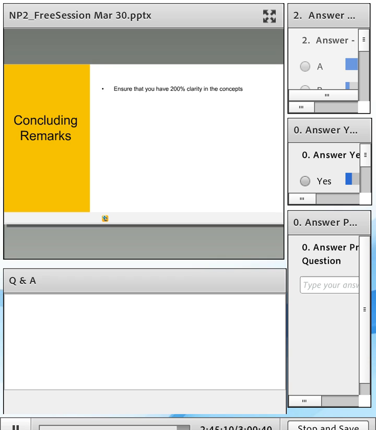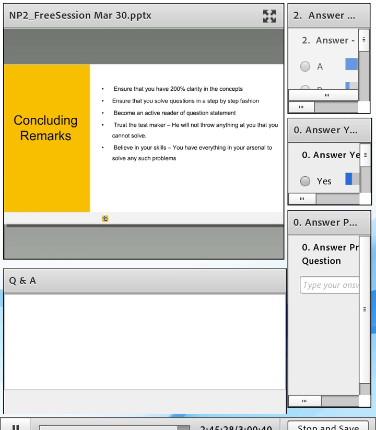Okay. As next steps, what I would recommend is make sure that you go through this presentation. I will be sharing the PDF of this presentation with you. Trust the test maker. That's very, very important. He's not going to throw anything at you that you cannot solve. Okay, that's something which is very, very important. And believe in your skills. You have everything in your arsenal to be able to solve questions.